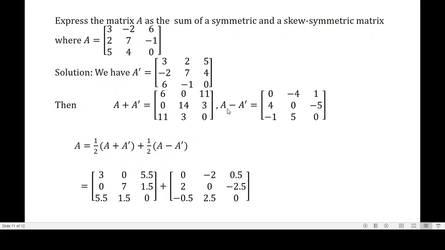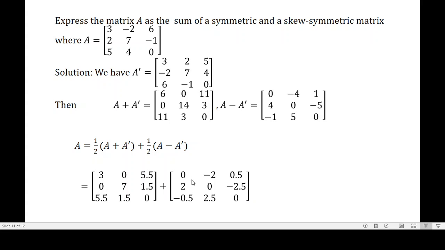Now similarly, multiply A minus A dash by scalar half. Multiply each element by half. So 0 into half is 0. Minus 4 into half is equal to minus 2. 1 into half is equal to 0.5. 4 into half is equal to 2. 0. Minus 5 into half is equal to minus 2.5. Minus 1 into half is equal to minus 0.5. 5 into half is equal to 2.5. And 0 into half is equal to 0.